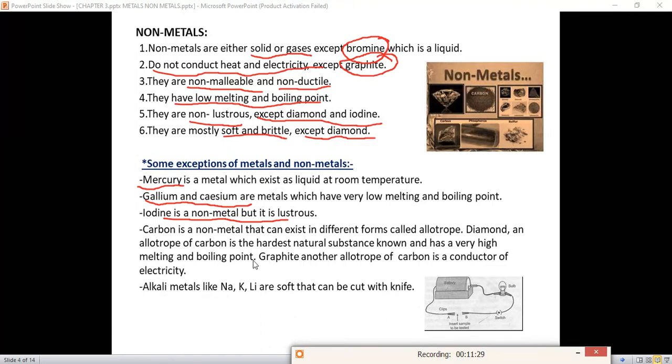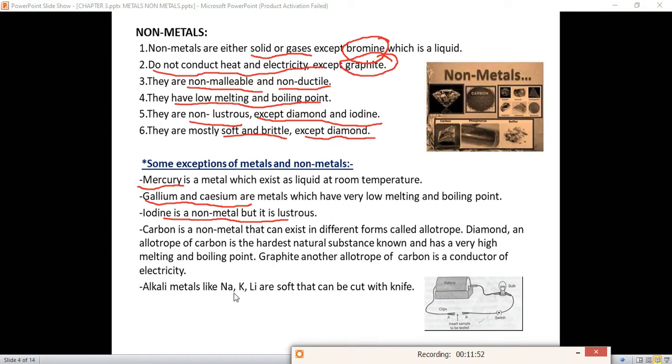Diamond, an allotrope of carbon, is the hardest natural substance known, and it has a very high melting and boiling point. Graphite, another allotrope of carbon, is a good conductor of electricity. Carbon is a non-metal, but its allotrope diamond is the hardest known substance and has high melting and boiling points. Graphite, on the other hand, is a good conductor of heat and electricity.